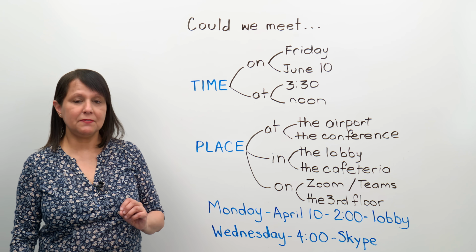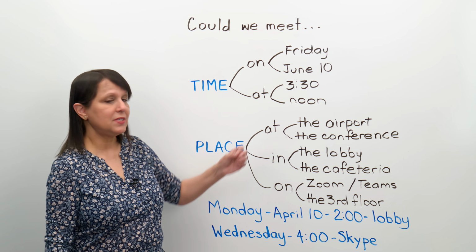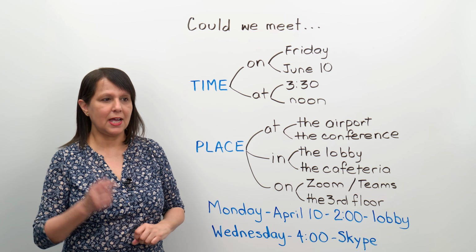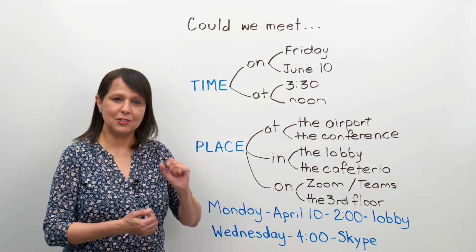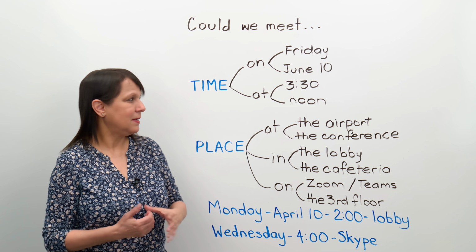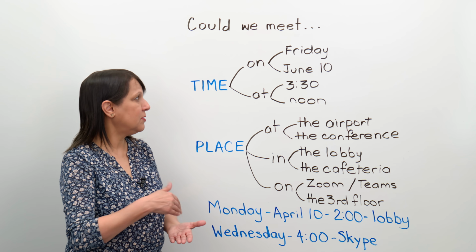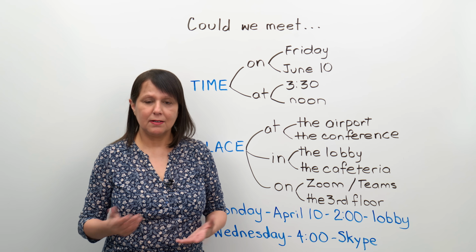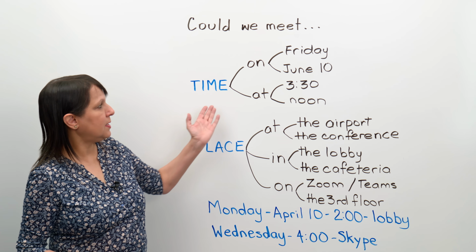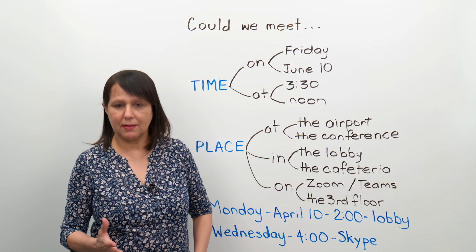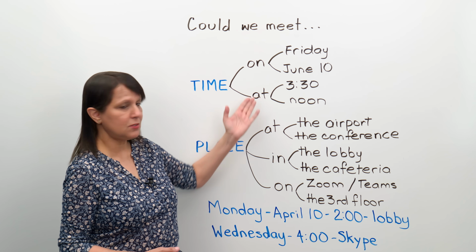Then, when we give the time, we use at. So at is very specific. At 3:30, at 4 o'clock, at noon. Okay? Now, does it matter if we say, could we meet at 3:30 on Friday? Or if we say, could we meet on Friday at 3:30? It doesn't really matter. I prefer this way.